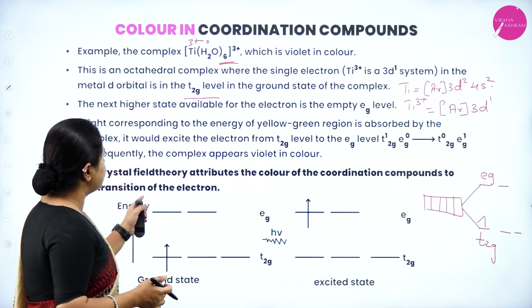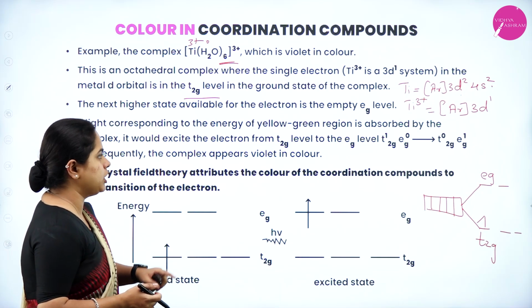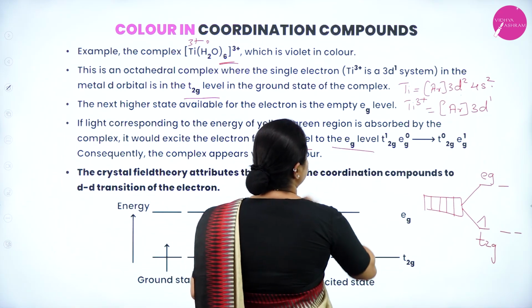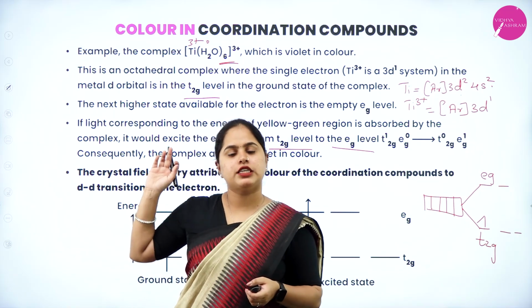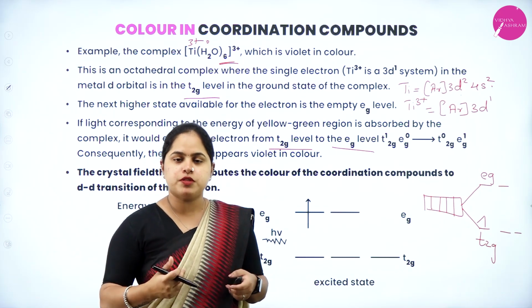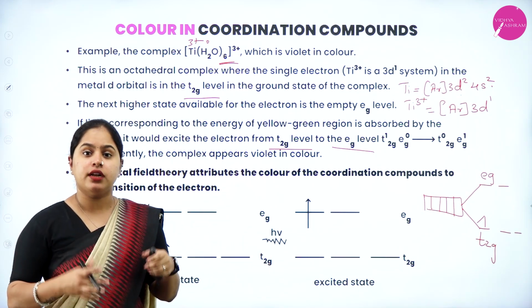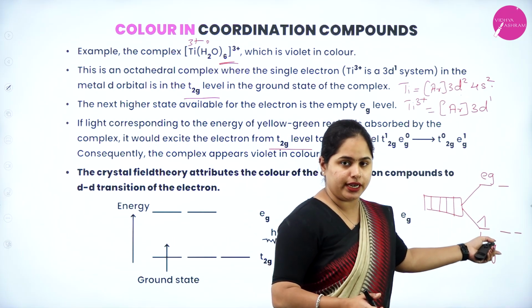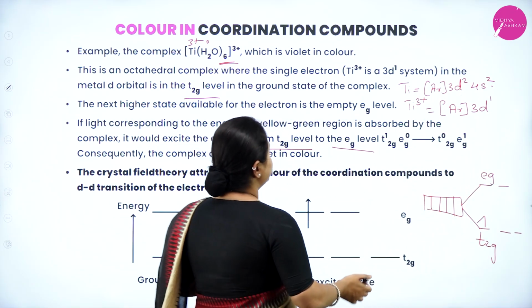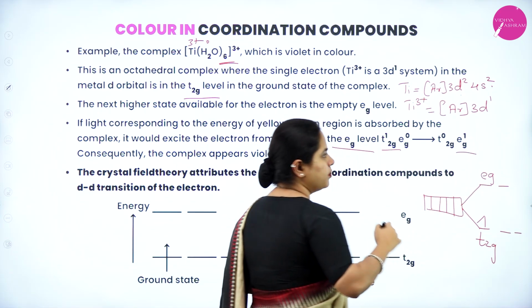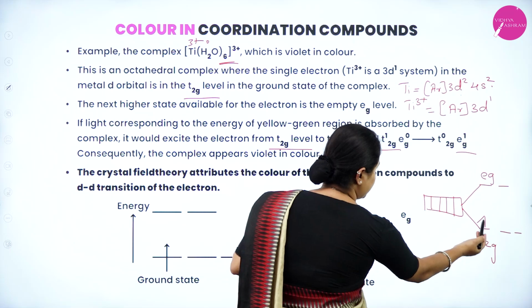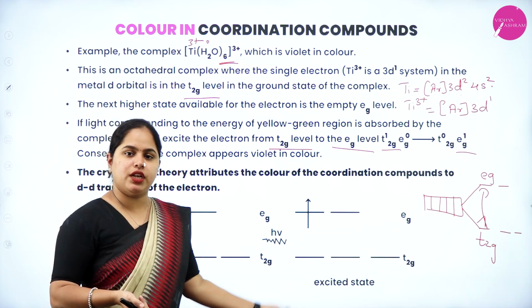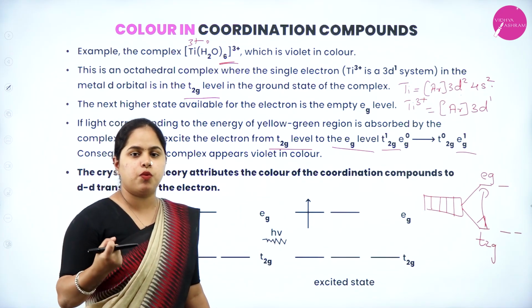So if light corresponding to the energy of the yellow-green region is absorbed by the complex, it would excite the electron from the T2g level to the Eg level. That means when the coordination compound of titanium absorbs the yellow-green region light, the electron present in the T2g energy level will move to the higher energy level, that is from T2g1 it will go to Eg1. So the electron will jump from the T2g level to the higher Eg level when the corresponding light is absorbed.